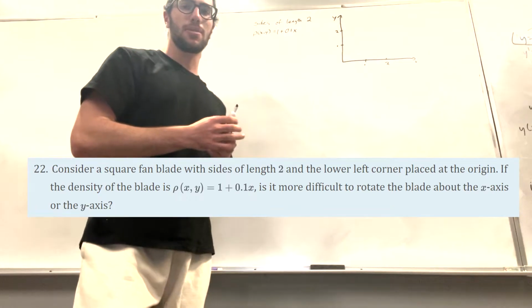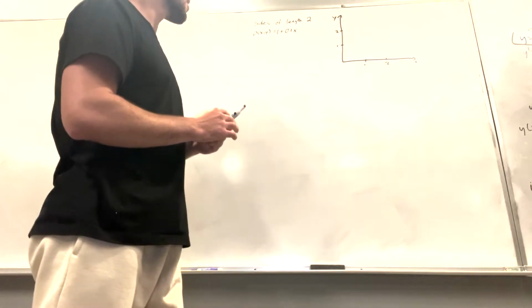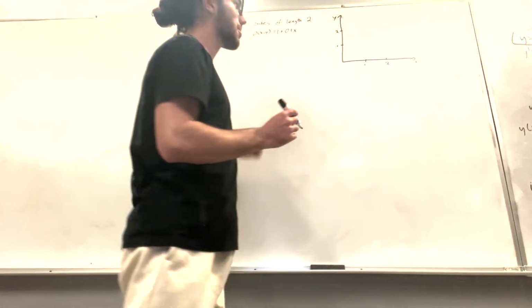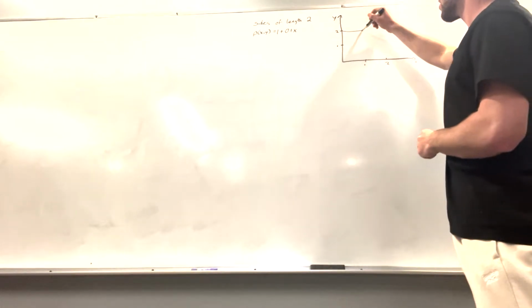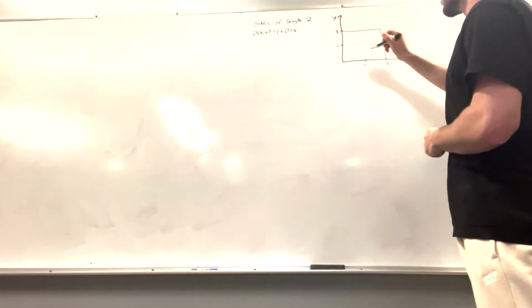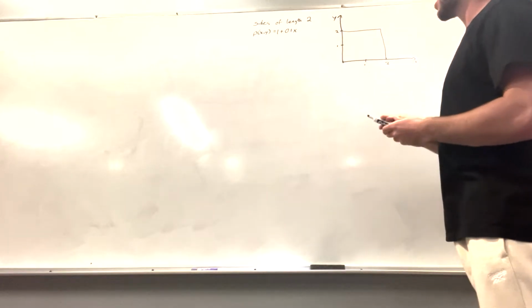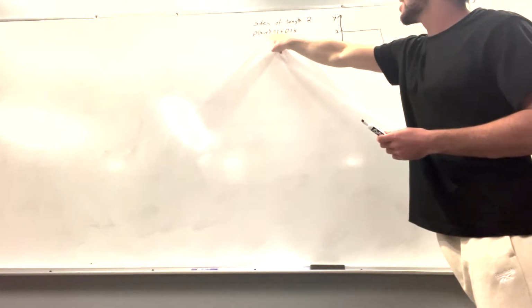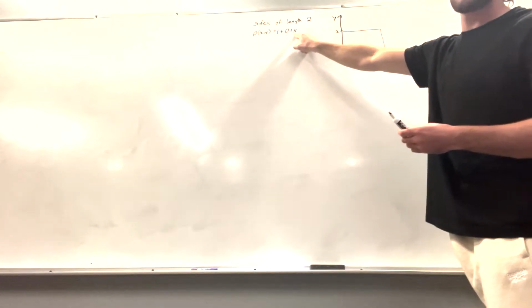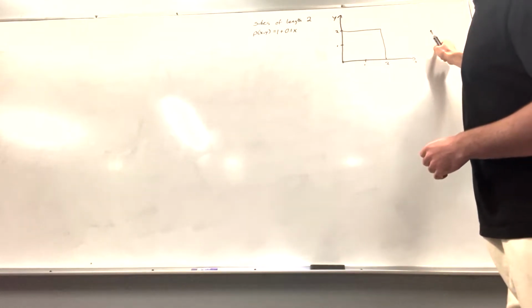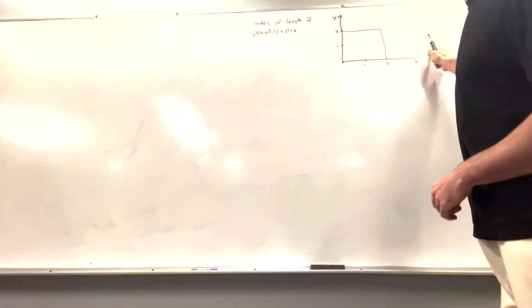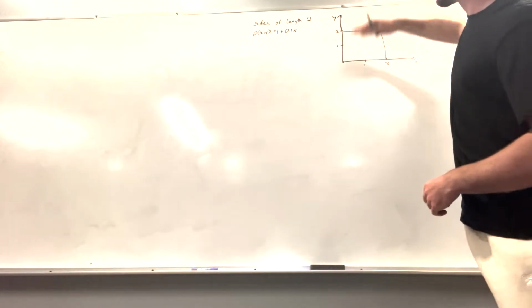So to solve this problem, we're going to need a couple things. First of all, we should probably graph it, because it's pretty easy when you graph it. You always want to graph these kinds of problems. So side lengths of 2, left corner at the origin. And as you see, the density is equal to 1 plus 0.1 times x. So basically, as x increases, the density is getting bigger. But as y increases, it doesn't really matter.